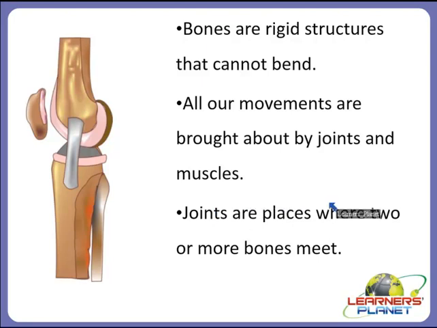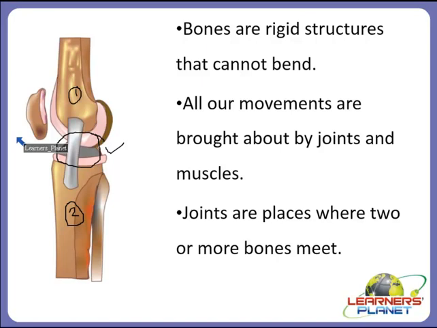But what are joints? They are the places where two or more bones meet. Now here is a beautiful image of a joint. This is a joint, and these are two bones, the first one and the second one. These two bones are joined because of the joint present in between, and that is why we are able to move our knees, shoulders, elbow, ankle, etc.